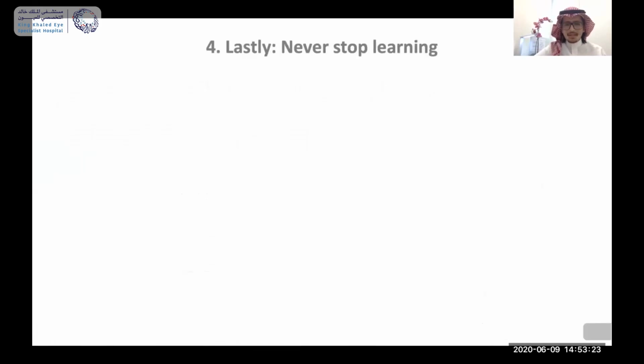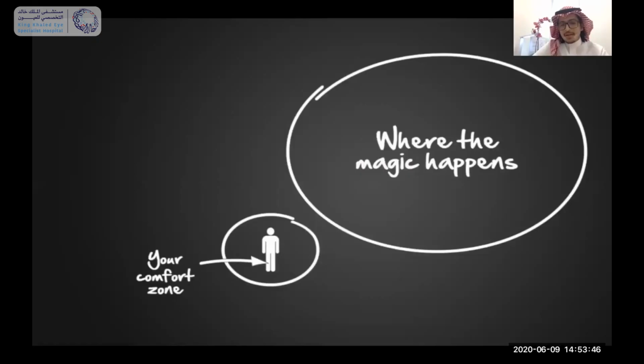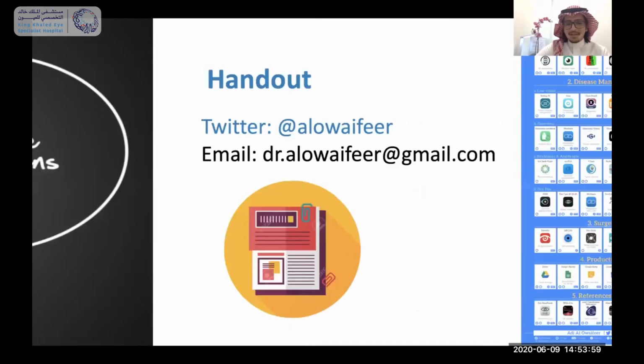This is the end of all the resources that I'm going to go through. I'll just touch on some of the resources that I frequently use to learn things online. So TED, Udemy, EDX, and Coursera. Those are useful apps that you can use to learn new things whenever you want to learn a new skill. Go into one of those, and you'll find tons and tons of courses. And this is a figure that I usually cite whenever I have a presentation. In order to improve yourself, you need to jump out from your comfort zone and reach where the magic happens.